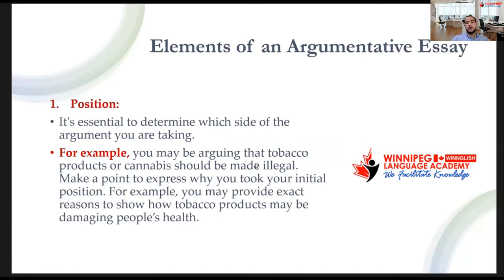For example, you may be arguing that tobacco products or cannabis should be made illegal, because here in Canada it's legal. We are using them legally. So you need to make your point, express why you think it is harmful, maybe, or why you think it should be illegal. You may also provide the exact reason why this happens. Like, why should this happen? Maybe it's from statistics. Maybe it's from a medical journal. So you need to have a position.